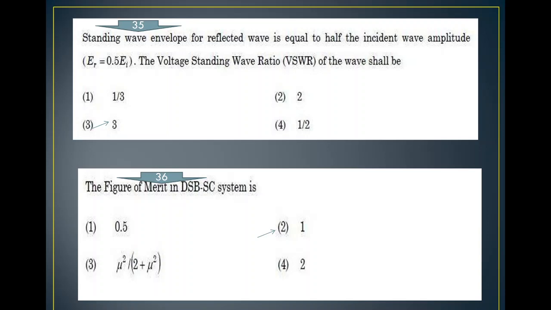The figure of merit in the SDSS system is option first 0.5, option second 1, option third mu square upon 2 plus mu square, and option 4 is 2, and the correct option is second, that is 1.